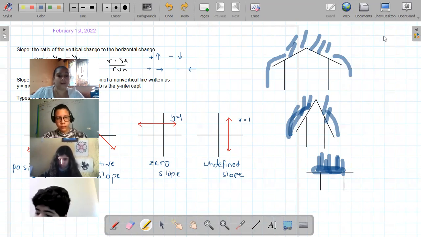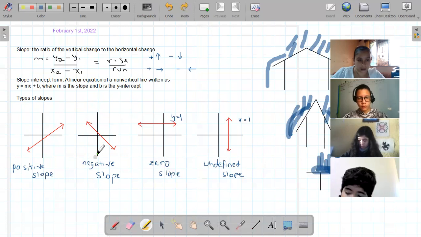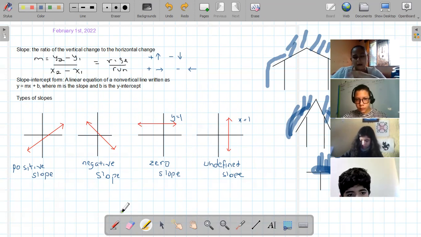That's the slope. Now, let's go back to this. Before going to the definitions, we have four different types of slopes. Now, there's another example that I will give you.